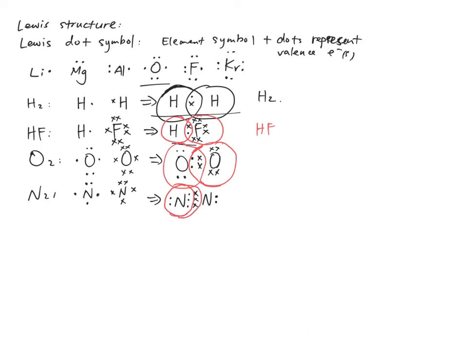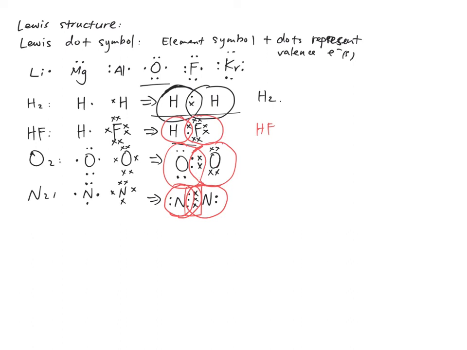I have an octet, 2 plus 6, and you have an octet, 2 plus 6. Both of us have octets, and we're happy. And now you can see why nitrogen is one of the most stable gases available. It's going to be very, very hard for you to break the connection between 2 nitrogen atoms in an N2 molecule. Why? Look at how many electrons they share. They share 3 pairs of electrons together.